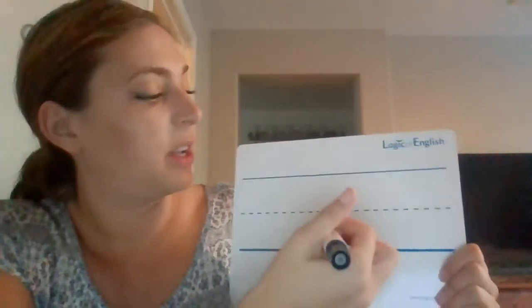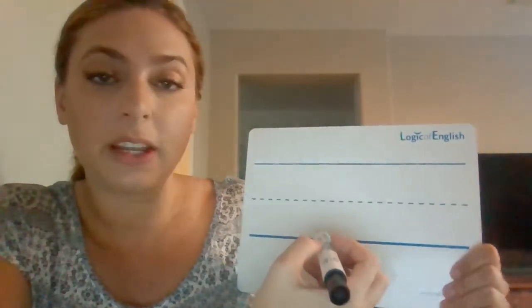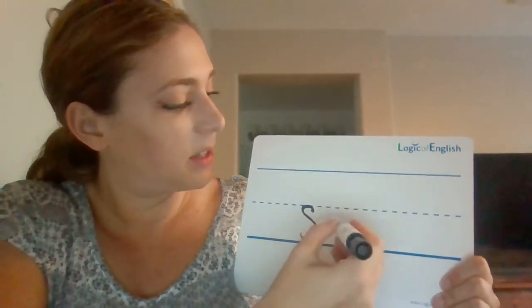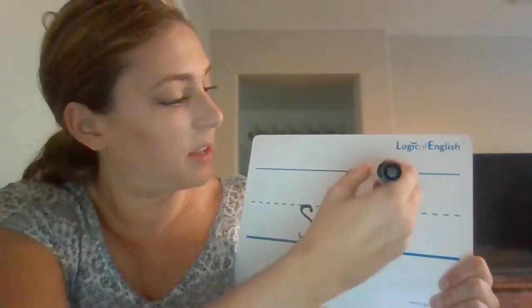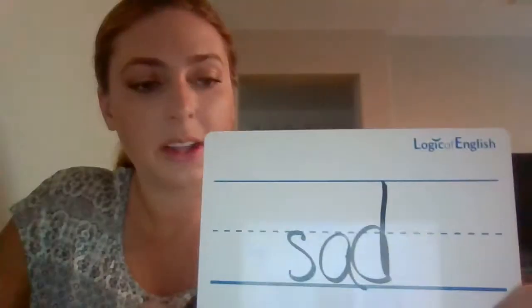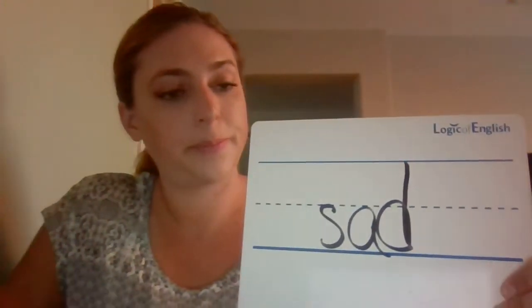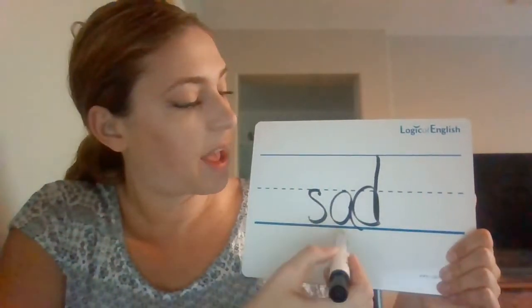All right. It's your turn, friends, to write the word sad, please. Pick up your marker or your pencil. And let's do this together. We are going to say the sound that each letter makes as we write it. S, A, D. Sad. S, A, D.